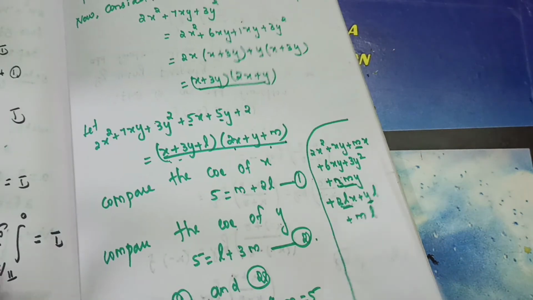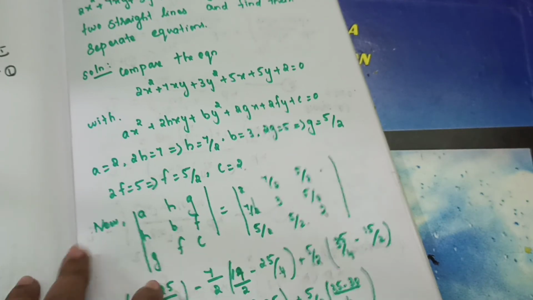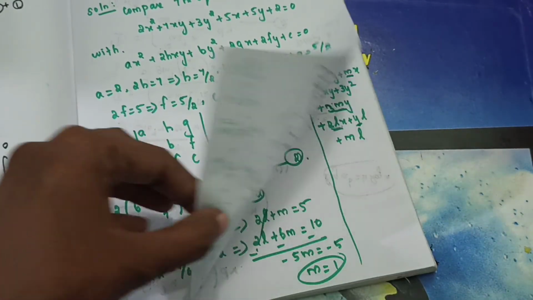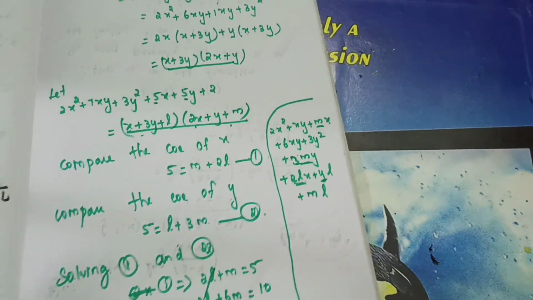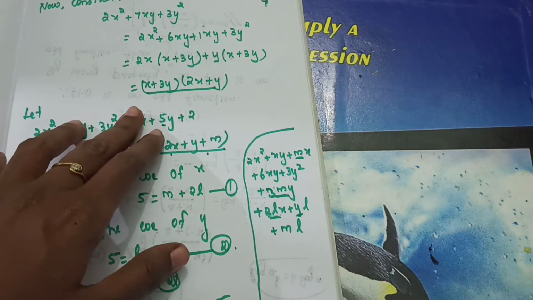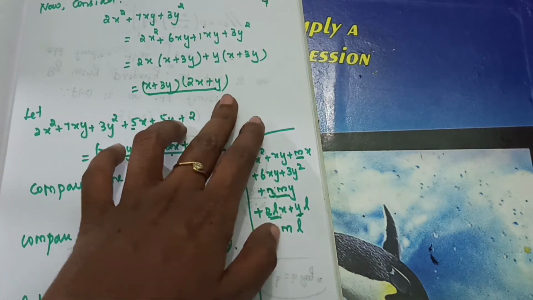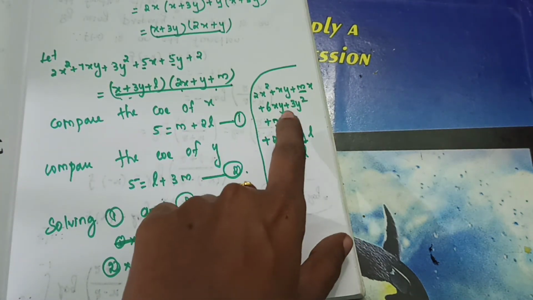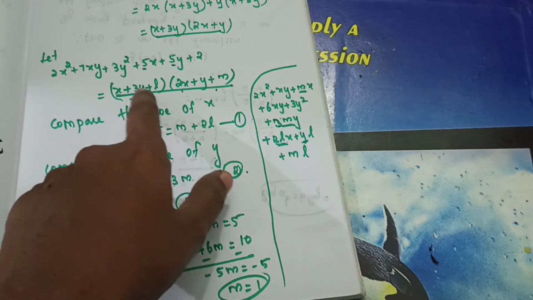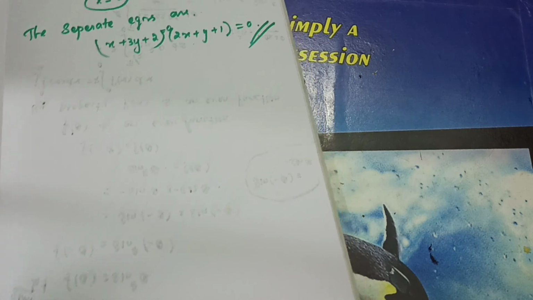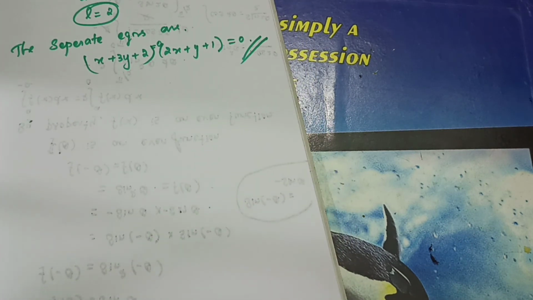When you are seeing a problem with this big a question, compare the coefficients. You can use the determinant, which I already taught you in 3.11, you can use it. So from the combined equation, take down the first three terms, split it as factors, consider plus l here as plus m, compare the coefficients and find out. For your easy understanding I have multiplied like this, and then it will be very easy to compare x and y. From that find out m and l and substitute. Understand, students? We have completed up to example 3.13.